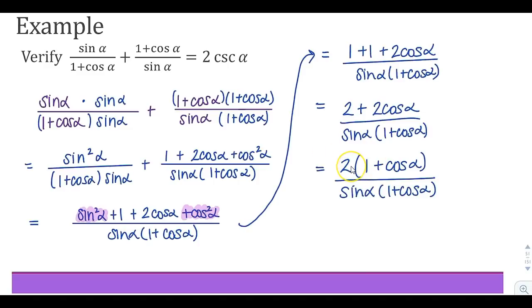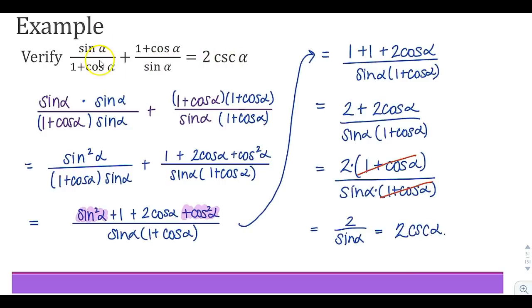Now that this is a product, 2 times 1 plus cosine alpha, and this is sine alpha times that same binomial, now I can go ahead and cancel those out. The same thing over the same thing is 1. So 2 over sine alpha is the same as 2 cosecant alpha. And that's what we were aiming for at the very beginning.